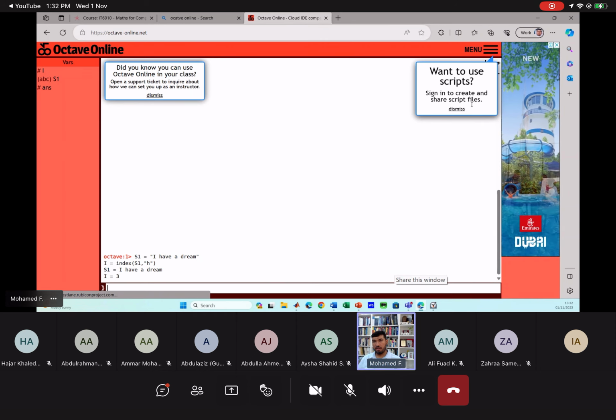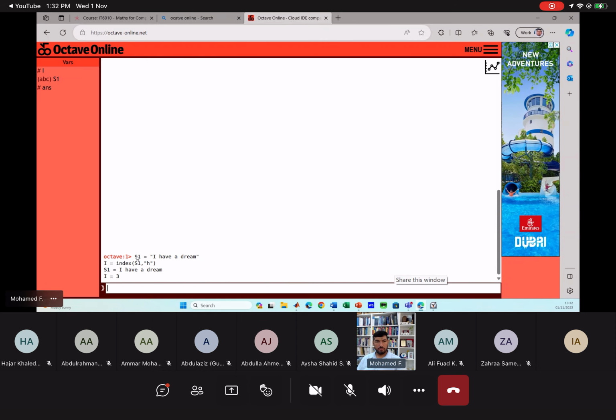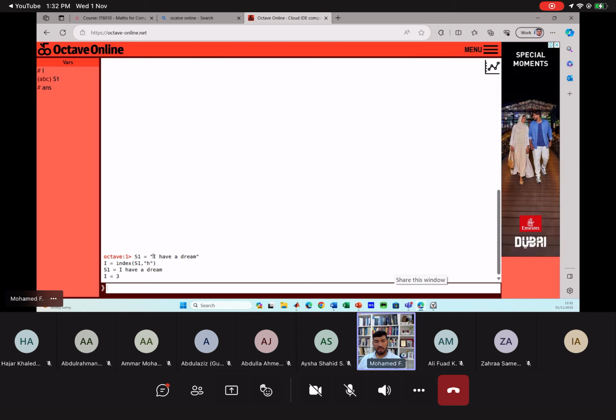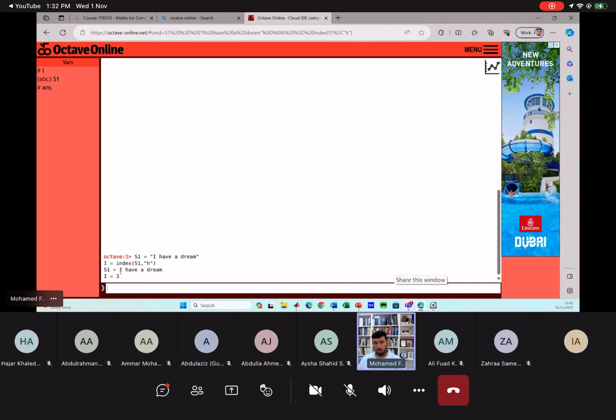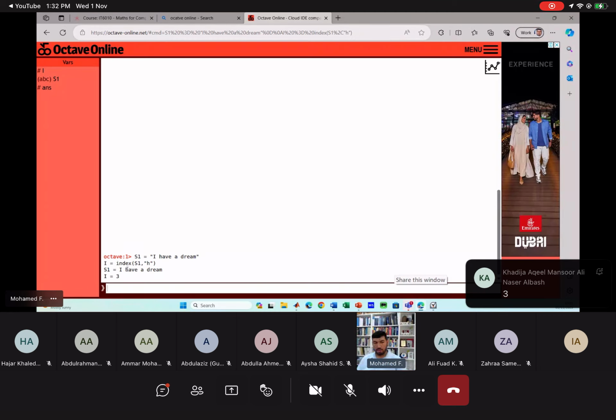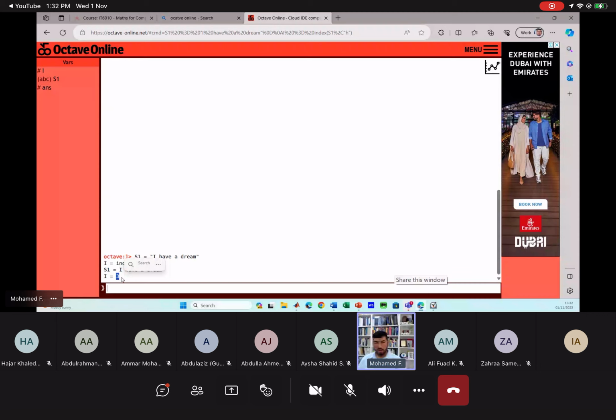So here I have written Octave. I have written the letter and I said index S1, which is that string. Where is H? So what does it do? It goes over the S1 and finds this is character number 3. So it will give you 3.